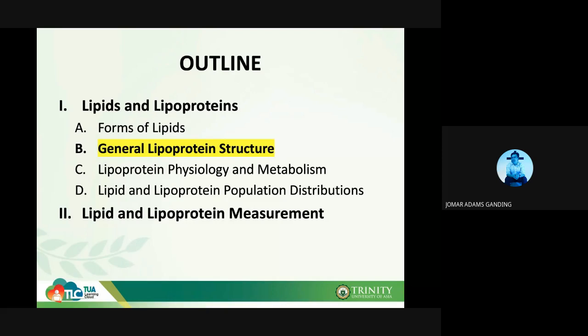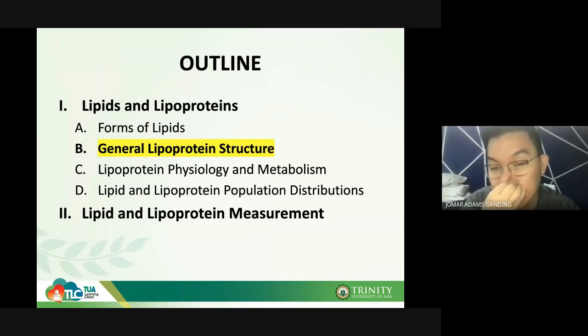So examples of your glucocorticoids are your cortisol, and then your mineralocorticoids, these are your aldosterone. Both of them are also steroid hormones. Okay? Steroid hormones. Okay. So now moving forward, let's proceed to the general lipoprotein structure. Okay, so the general lipoprotein structure.